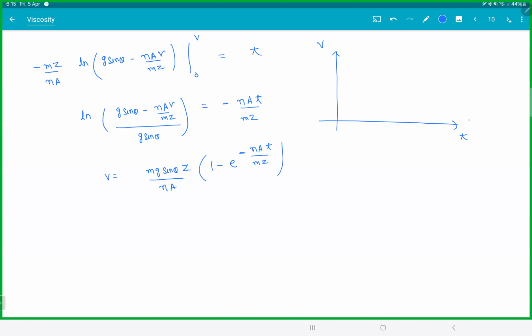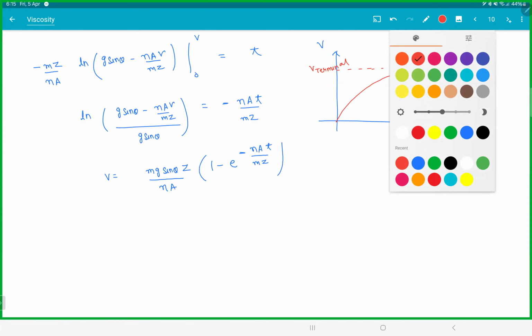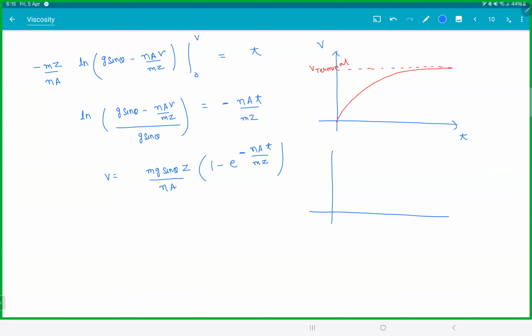So if you plot a vt graph, as time passes, it will get closer and closer to this, but it'll take infinite time to reach. This is your V terminal. And how does an at graph look like? You start with some value. How much? You start with g sine theta because initially there is no other force. And then you decrease, eventually you'll decrease to 0. So in exam they'll ask a question like this. The velocity is always increasing. Acceleration is always decreasing, which is true.